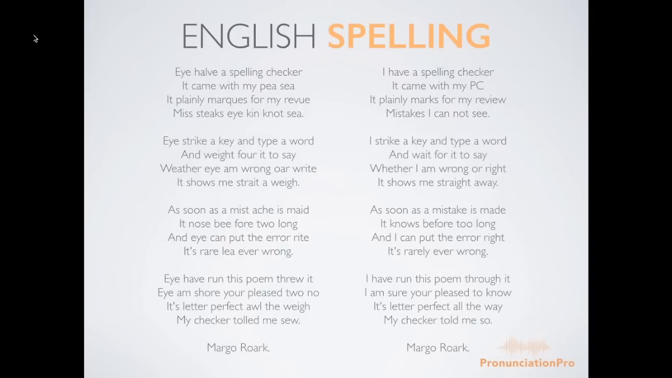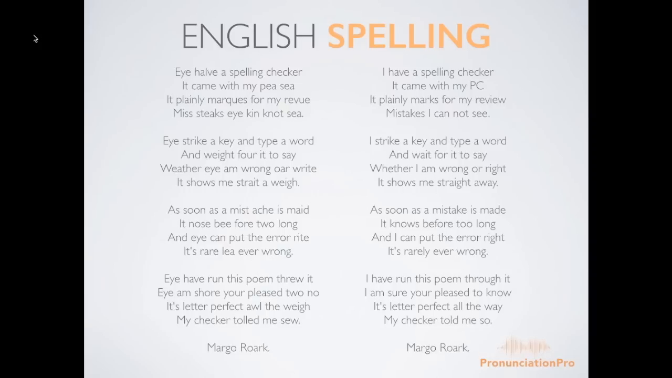I have a spelling checker. It came with my PC. It plainly marks for my review mistakes I cannot see. I strike a key and type a word and wait for it to say whether I am right or wrong or right. It shows me straight away. As soon as a mistake is made, it knows before too long, and I can put the error right. It's rarely ever wrong. I have run this poem through it. I am sure you're pleased to know it's letter perfect all the way. My checker told me so.